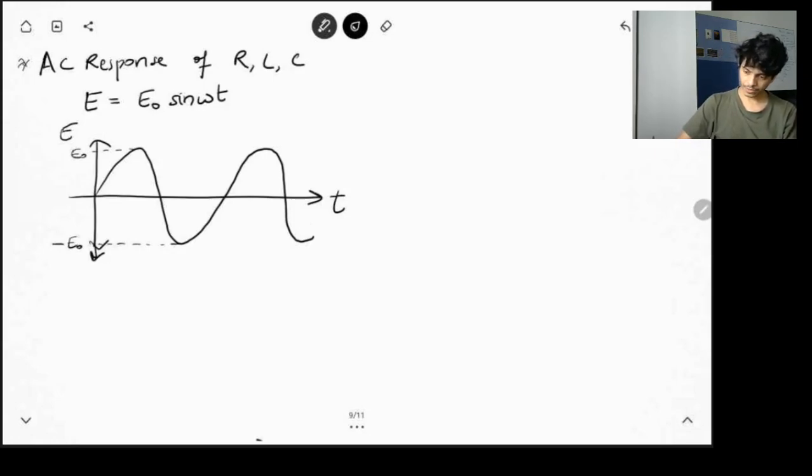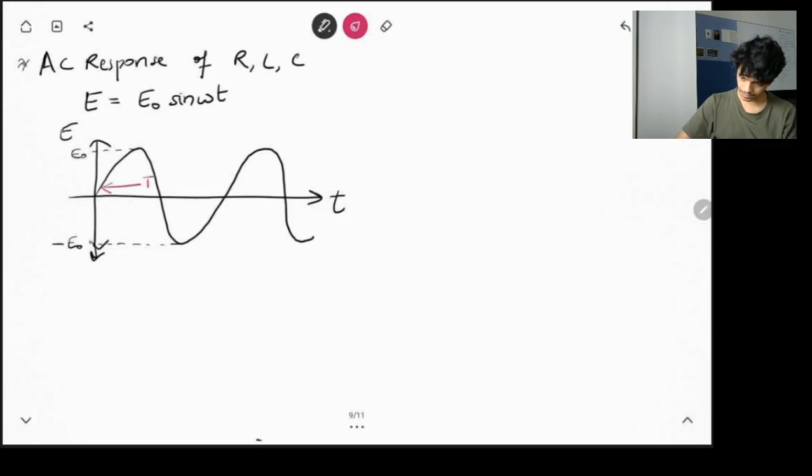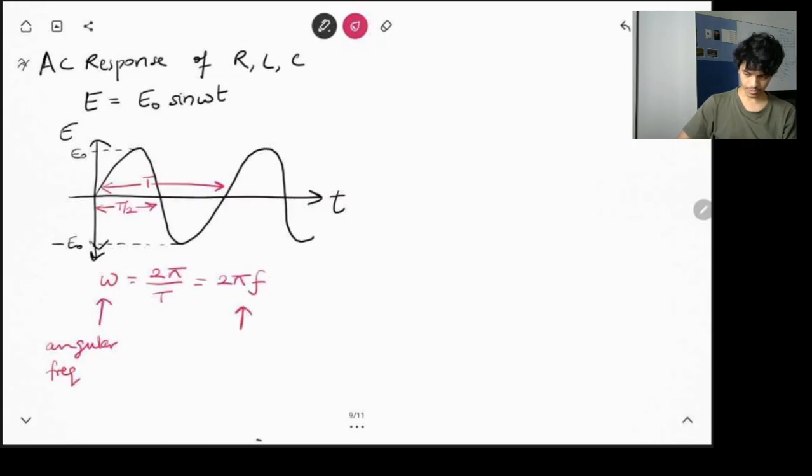And if I call the time period T, here's the time period, or this is the half time period, then omega is 2 pi divided by T, or you can call it 2 pi f, where f is the frequency. So omega is often called the angular frequency, whereas f is generally just called the frequency.